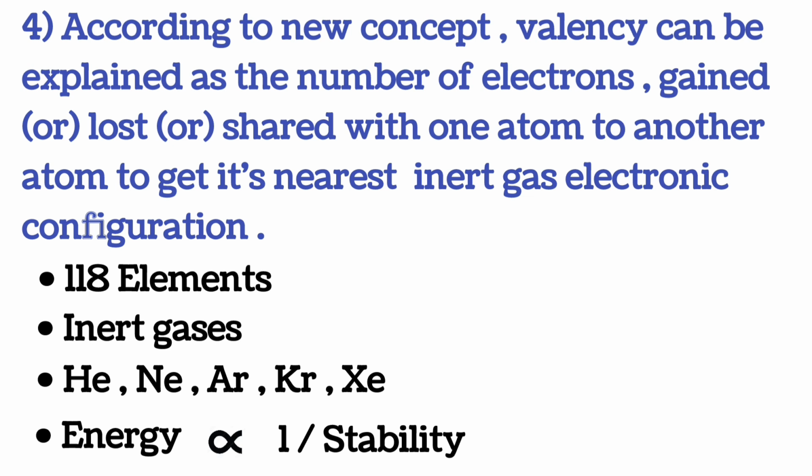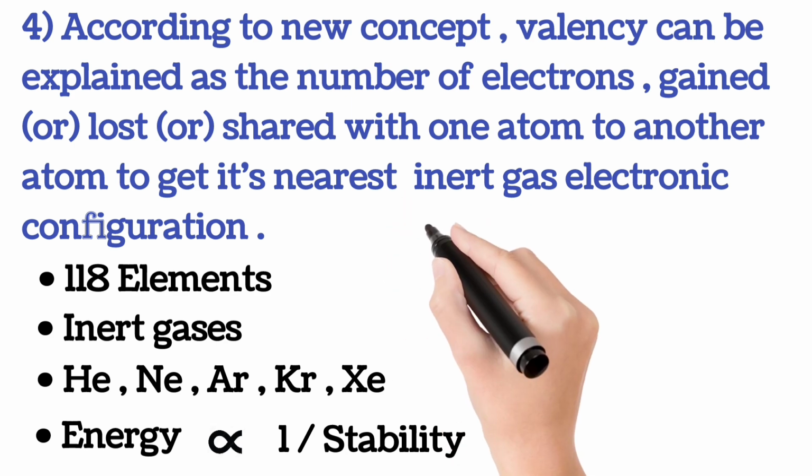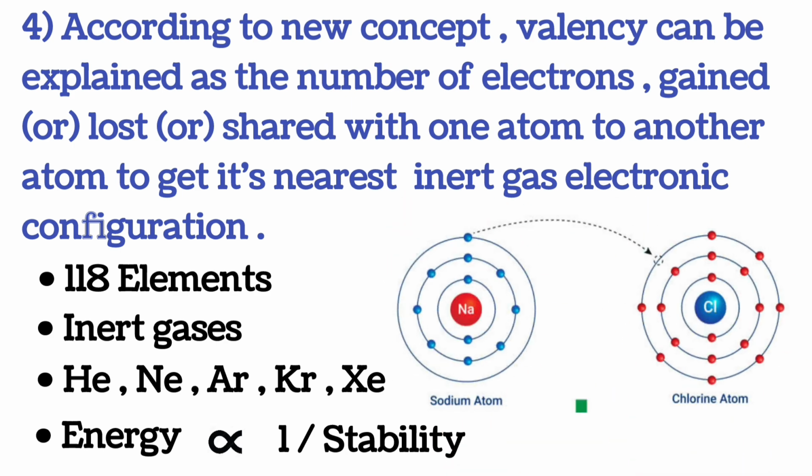Here my question is, how can you know whether an atom can gain, lose, or share electrons? It depends upon the nearest inert gas electronic configuration to that atom. For example, sodium is an unstable atom. Sodium's nearest inert gas is neon. So, to get stability, sodium will lose 1 electron and get the neon inert gas electronic configuration. So, sodium forms the Na+1 ion. Similarly, all remaining atoms will form ions.